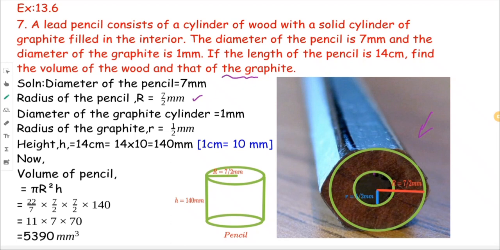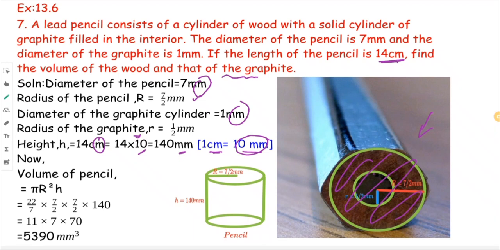Now the height, they've given us in centimeter, but the other two values are in millimeter. Which means I have to convert this centimeter into millimeter. So 1 centimeter equals 10 millimeter, and we're going from the bigger to the smaller, that's why I have to multiply by 10, and I'm going to get the height to be equal to 140 millimeter. So first let's find the volume of the pencil, that means the entire thing.